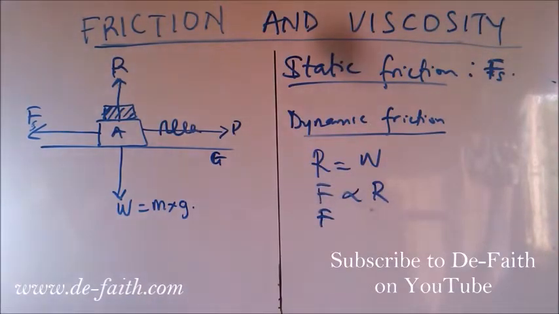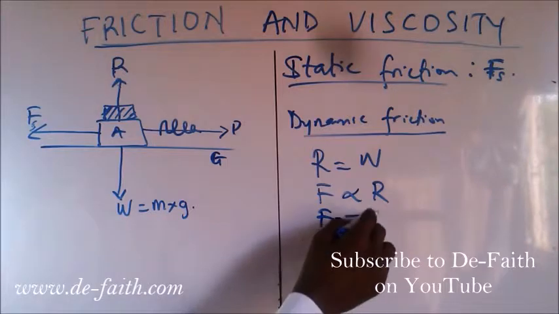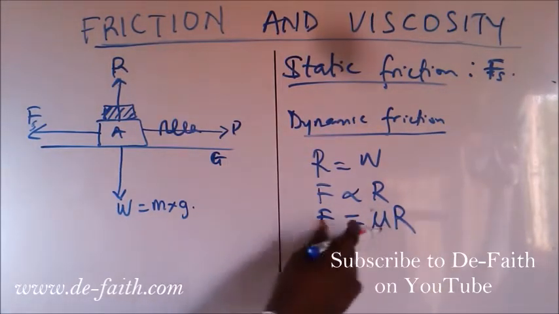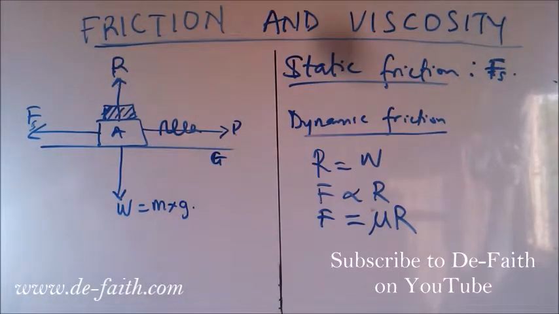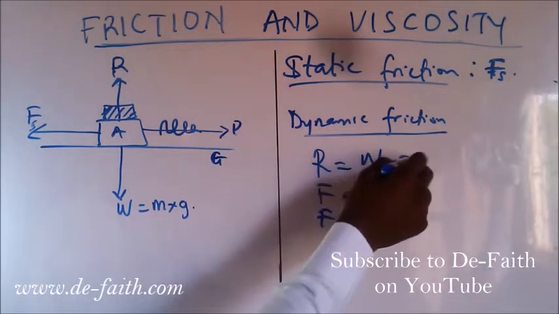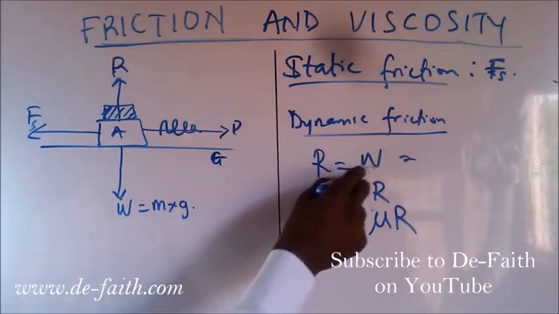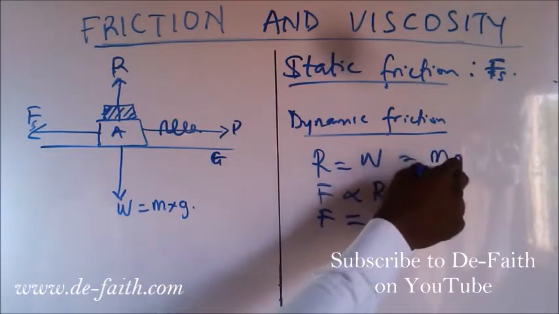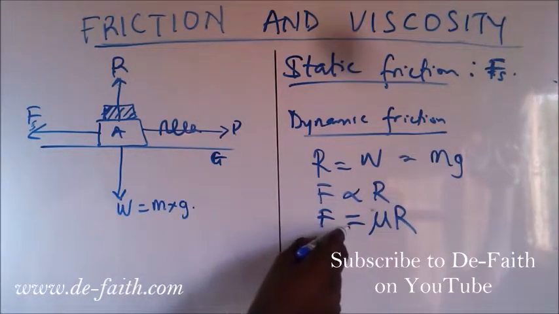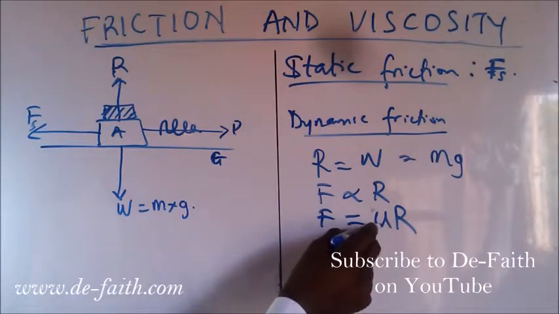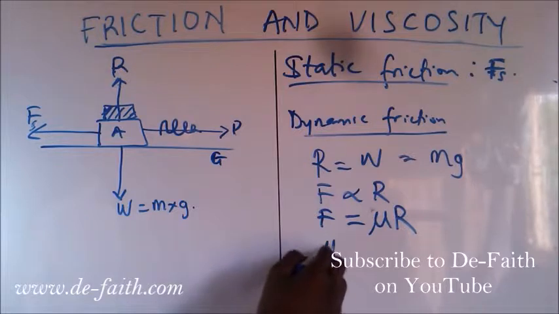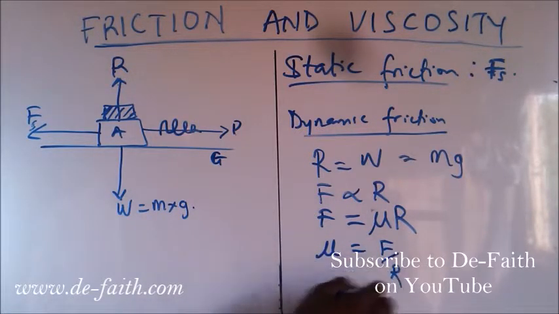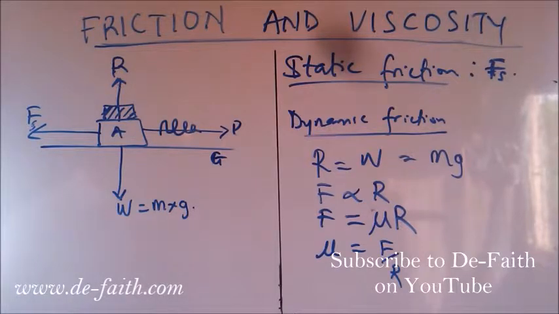Now this proportionality is being replaced by equal to, so F equal to coefficient of static friction times R, and don't forget that R equal to W, that's normal reaction equal to weight, and weight is also equal to mass times gravity, and we are having that F equal to mu, coefficient of static friction, times R. So we could have it that coefficient of static friction is equal to F over R. And so we look at the laws of friction.